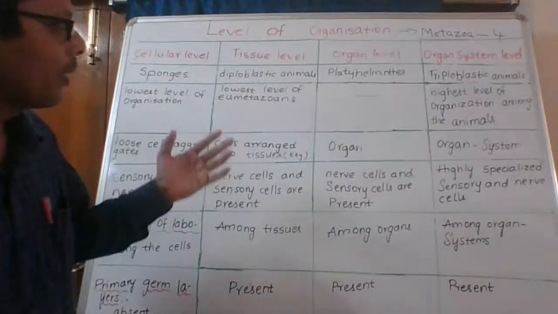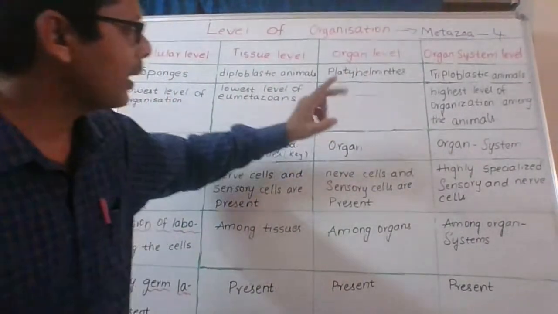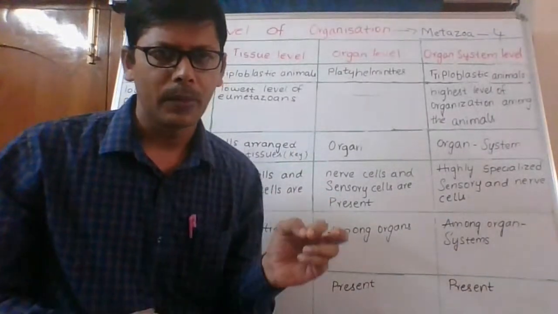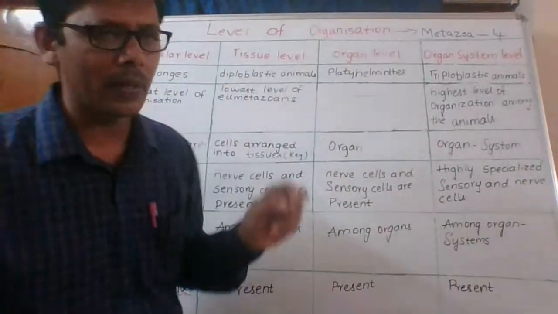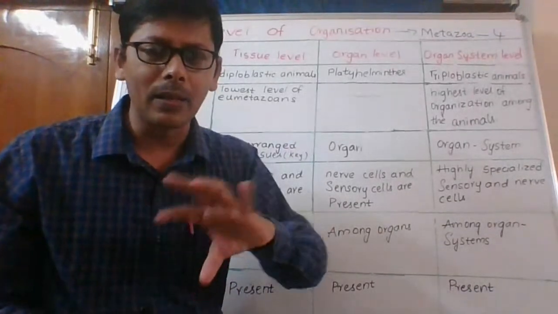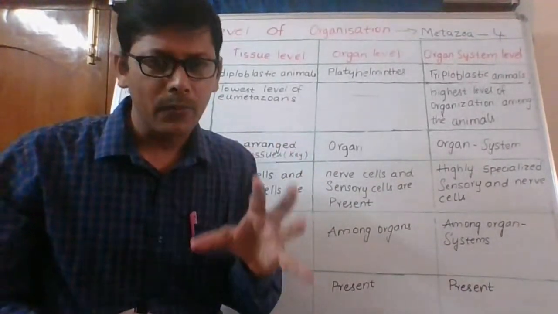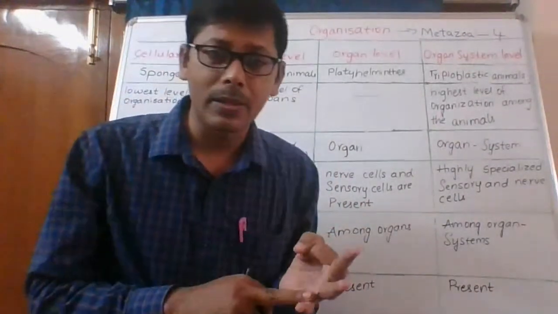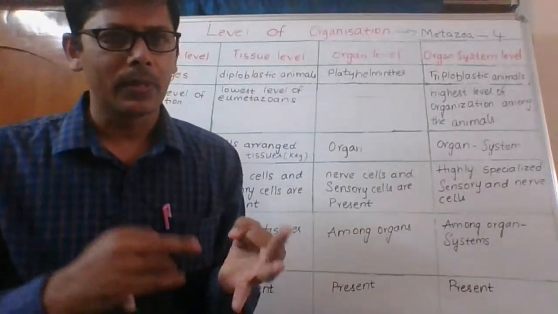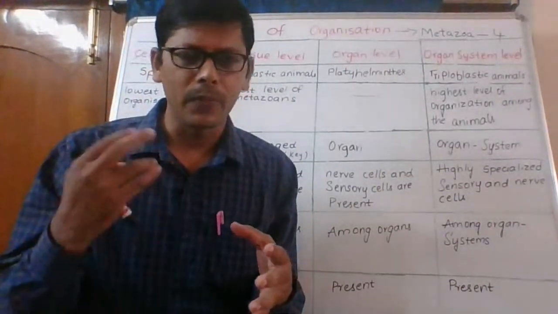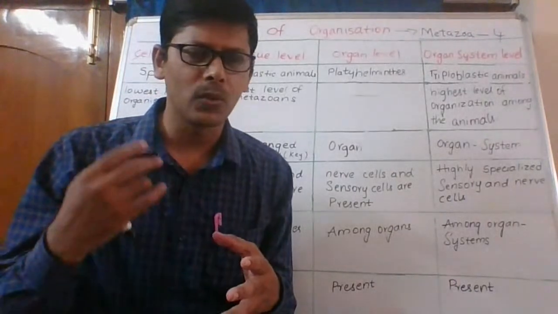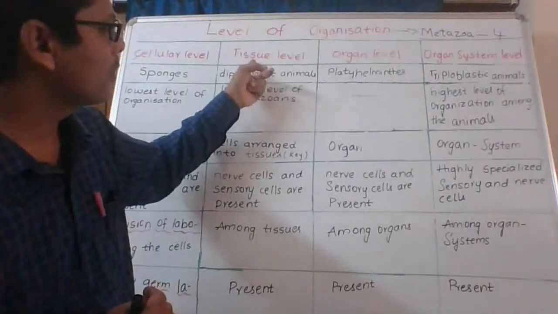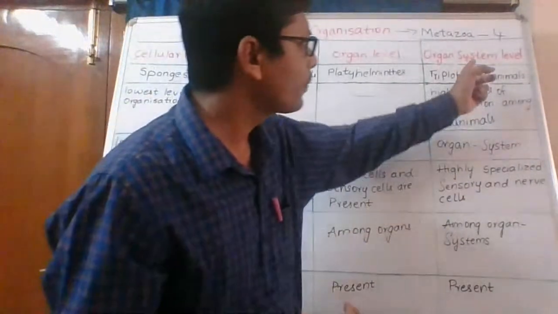Tissue level of organization is found in diploblastic animals, the two phyla Cnidaria and Ctenophora. Organ level of organization is found in Platyhelminthes. What is meant by organ? I told you yesterday, an organ is an aggregation of different types of tissues. Yesterday I took heart and stomach as examples. Stomach is an organ made up of different types of tissue: muscular tissue, epithelial tissue, connective tissue, nervous tissue. You also know the word tissue, a group of cells.